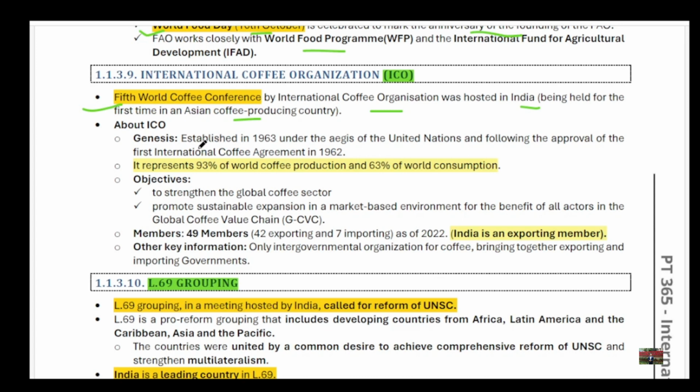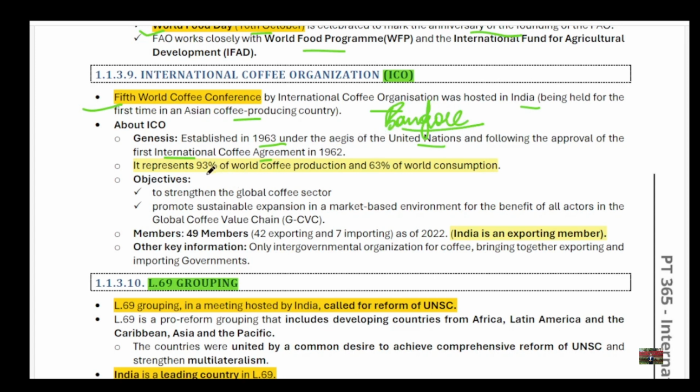So what is the genesis? It was established in 1963, all right, under the aegis of the United Nations, following the approval of the first International Coffee Agreement in 1962, right? So there was an International Coffee Agreement which was signed in the year 1962, and under this particular agreement the International Coffee Organization was established in the year 1963. So where was the conference held in our country? It was basically held in Bangalore. Remember the city name? It was Bangalore, friends, right? Not very important, but just keep it in mind, right?